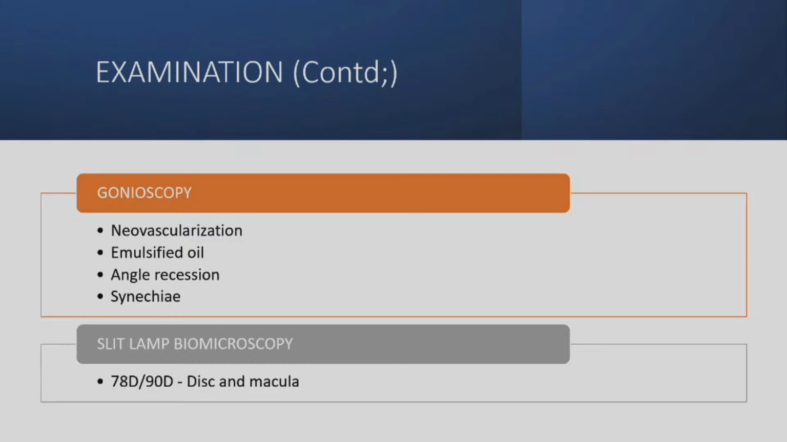And finally you have to look at slit lamp biomicroscopy. Whenever you describe your disc and macula to your examiner, you should always say, okay, I saw the patient's disc and macula via 90 diopter lens, and then these are my findings. Because if you are doing indirect ophthalmoscopy, the disc and macular findings may not be that well defined. So you should always say the 90D findings separately and the indirect ophthalmoscopy findings separately.